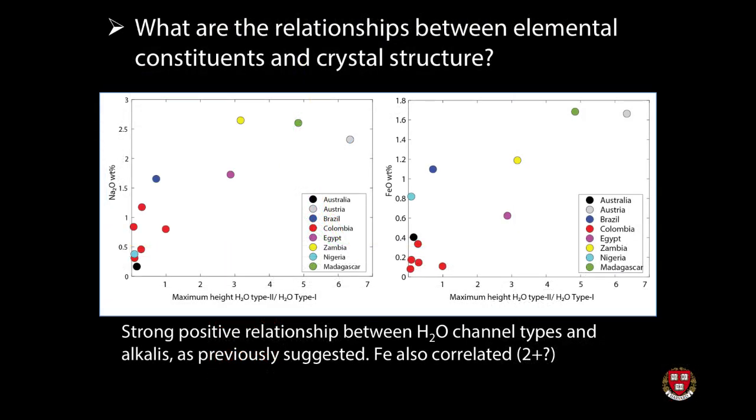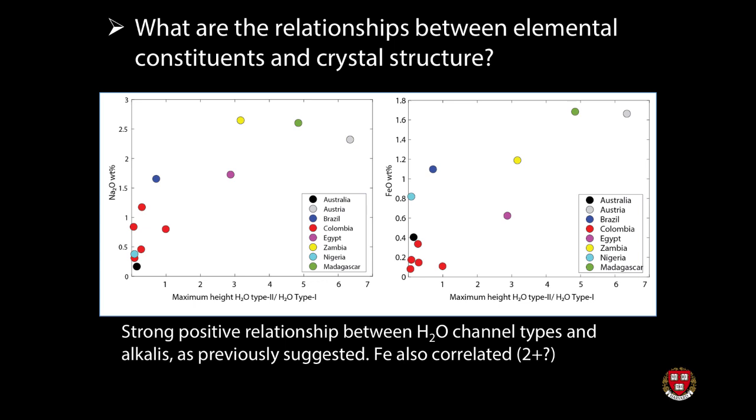So going back to my questions, I postulated at the beginning: what are the relationships between elemental constituents and crystal structure? Well, if we take the maximum ratio between type 2 water and type 2 water versus sodium, we see there is a nice, clear, strong positive correlation between those two. So it's clear that the Colombian emeralds are much less alkali-rich than the ones from Zambia and Madagascar.